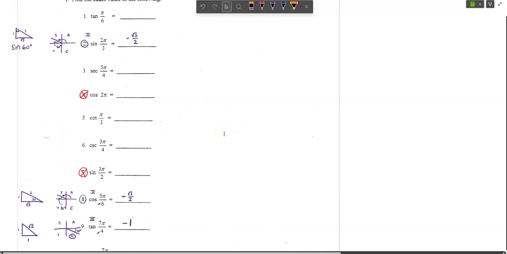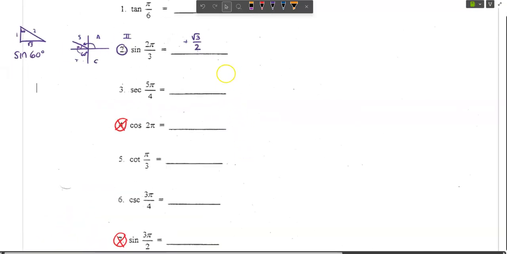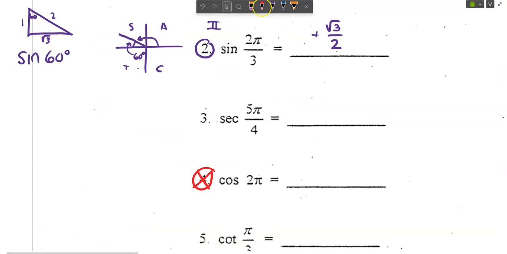What we're going to do is do a few more of these, but this time we're going to look at the other three trig functions, and it just adds a little bit of an extra wrinkle into these as we're looking at them. So let's start with number 3, and this one is going to be asking us to find the secant of 5 pi over 4.